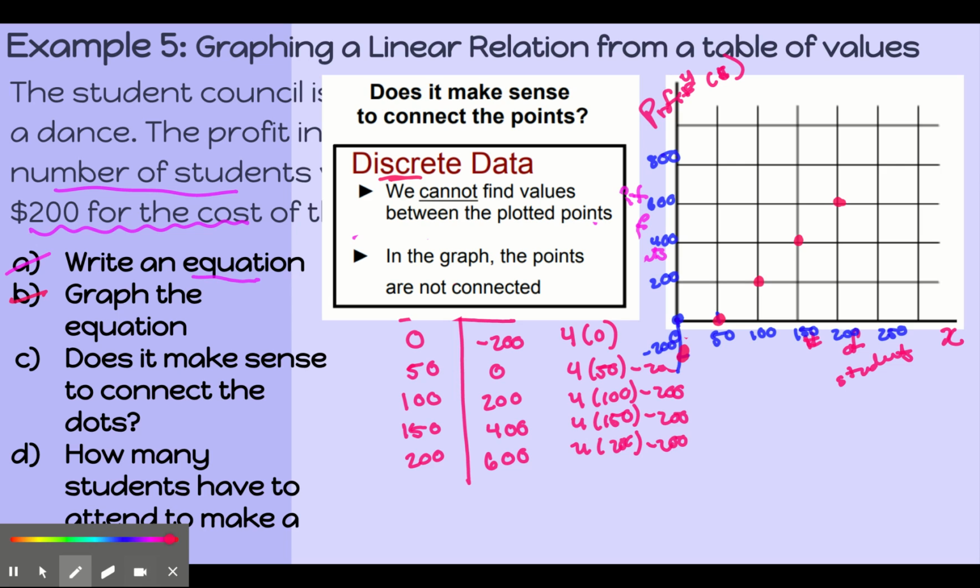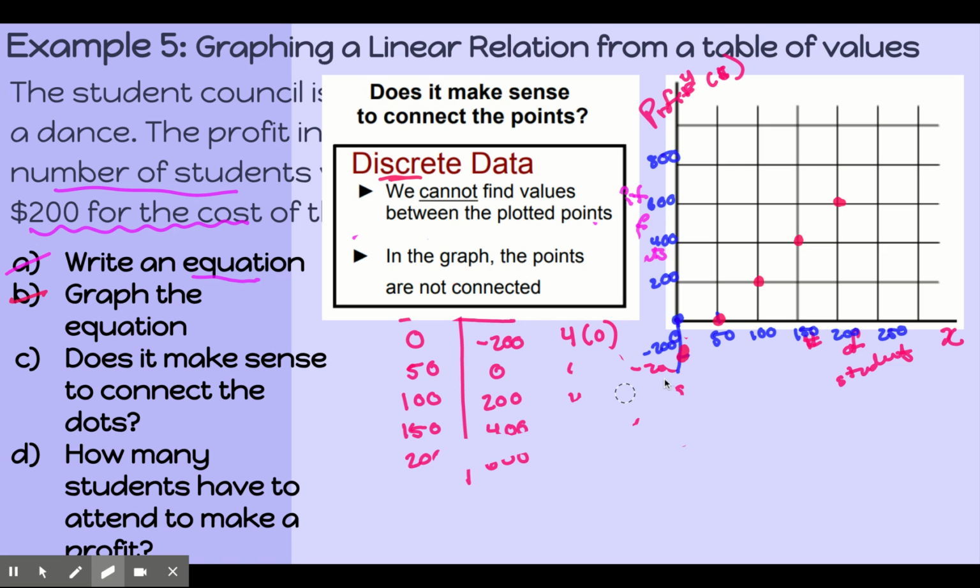The last part is D. Basically, how many students do you have to have in order to make a profit? So what does profit mean? Well, profit means make more than $0. So basically, if we figure out how many students you need to be exactly at 0, you need more than that.